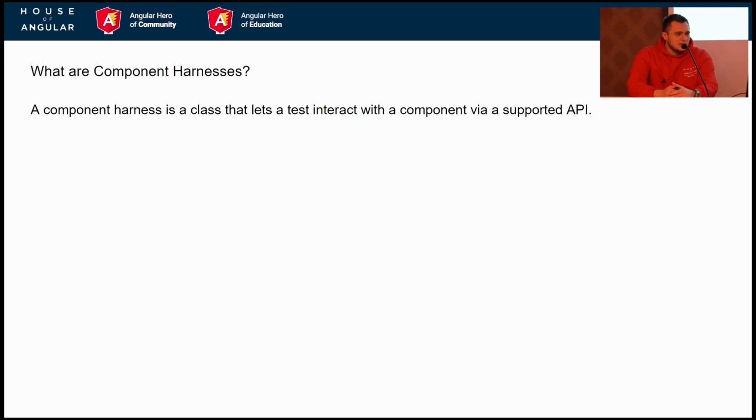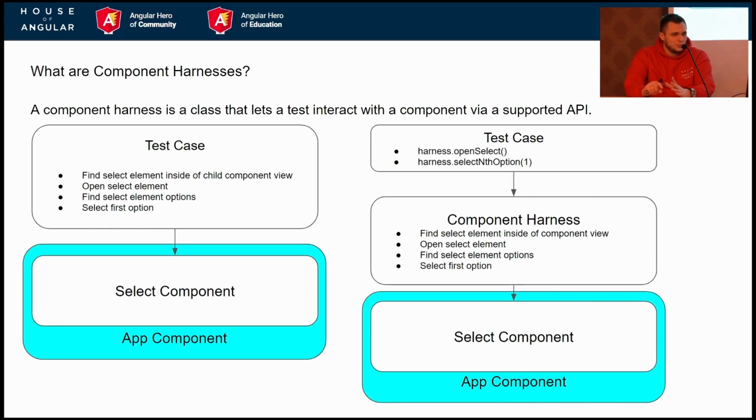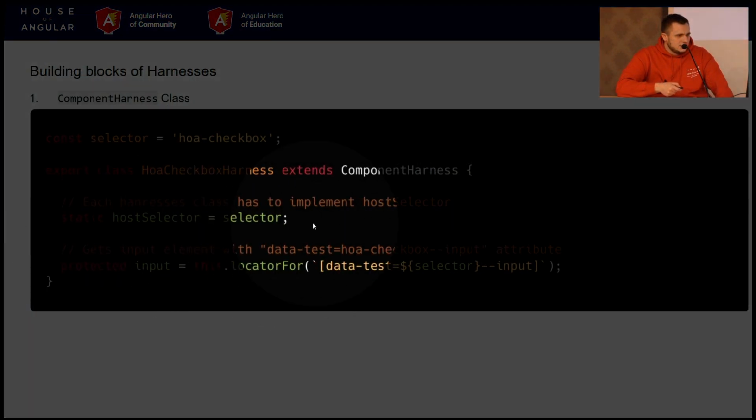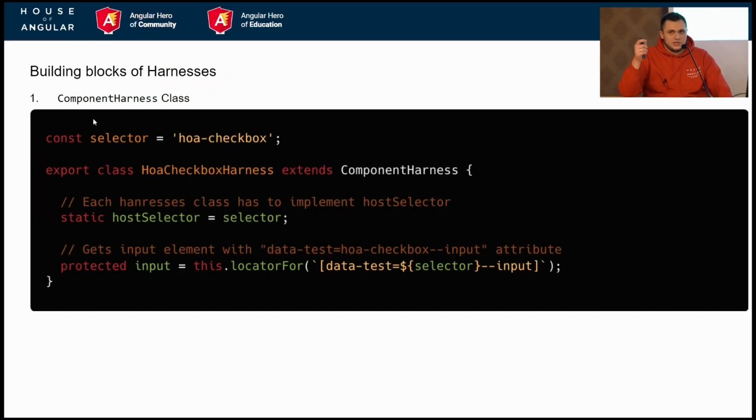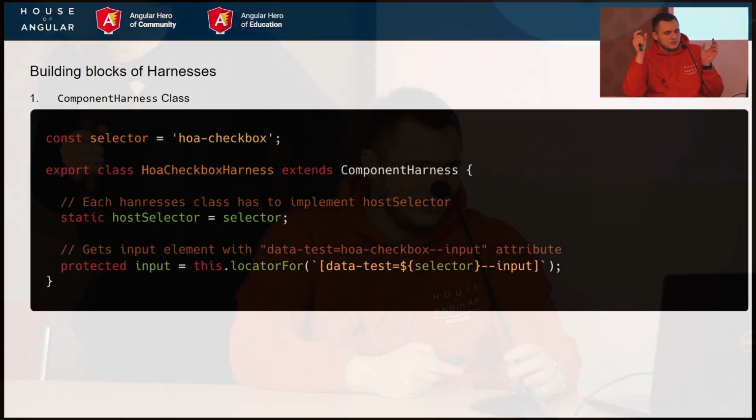This API interacts with our components exactly the same way as a user will interact with it. It provides us ComponentHarness, and we no more care how it opens the select. We just call the method of the harness within our test case, open the select. And this host selector is responsible for identifying the component harness with the component which is used within the DOM.